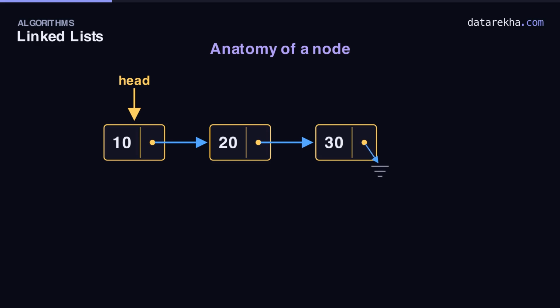The last node has nobody after it, so its next points to null, nothing. We draw that as a little ground symbol. That null is how you know you've reached the end. And that's a complete linked list. 10, arrow, 20, arrow, 30, arrow, null. Head at the front, the trail of arrows defining the order.